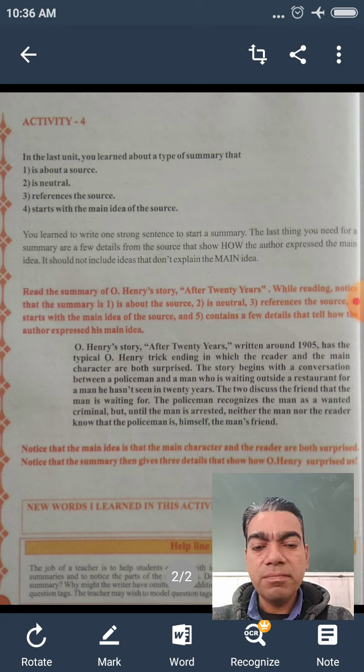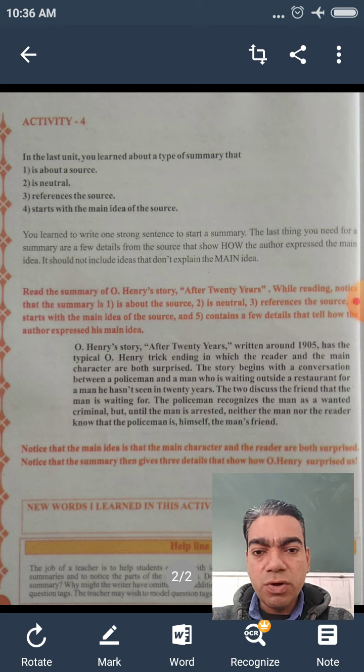In that story After 20 Years written by O. Henry, these five things we have to keep in mind when we are making a summary. We have to notice this. About the source it is mentioned, about neutrality it is mentioned, and references of the source are given. We are starting with the main idea of the source, and it contains a few details that tell how the author expresses his main idea. That is also given in it.